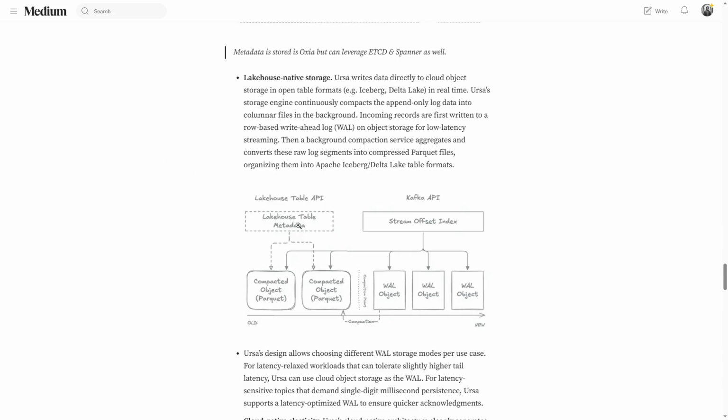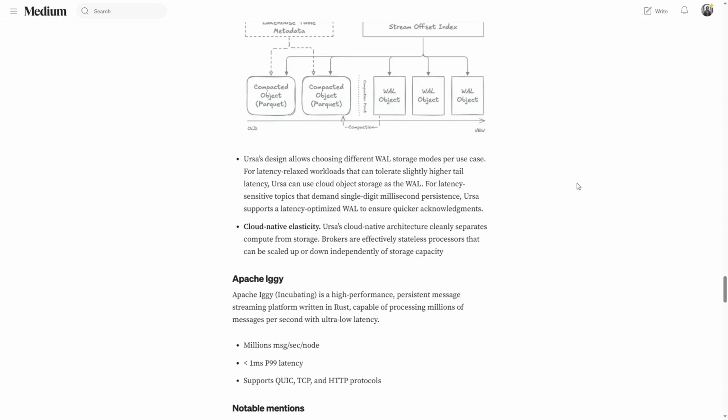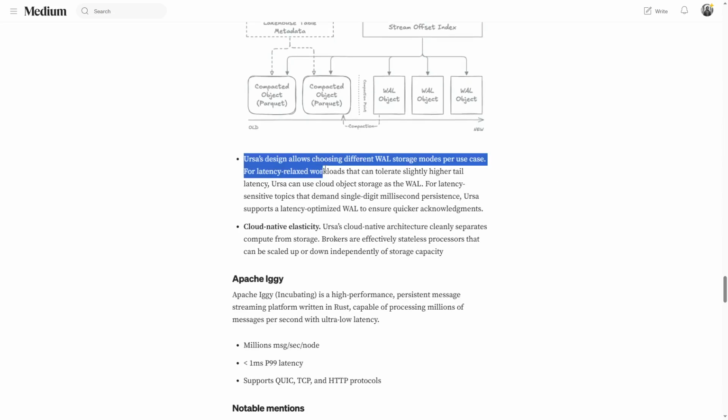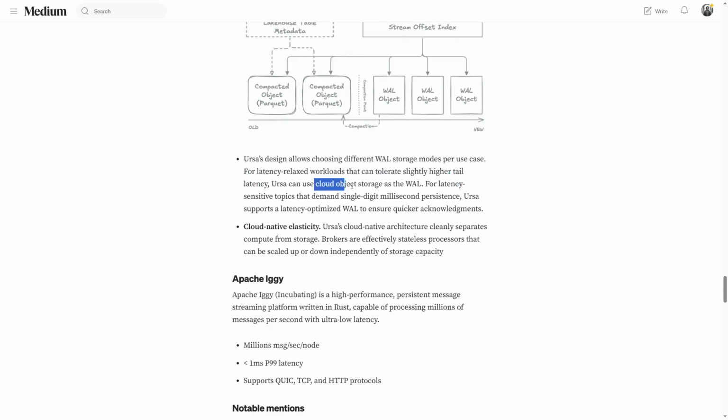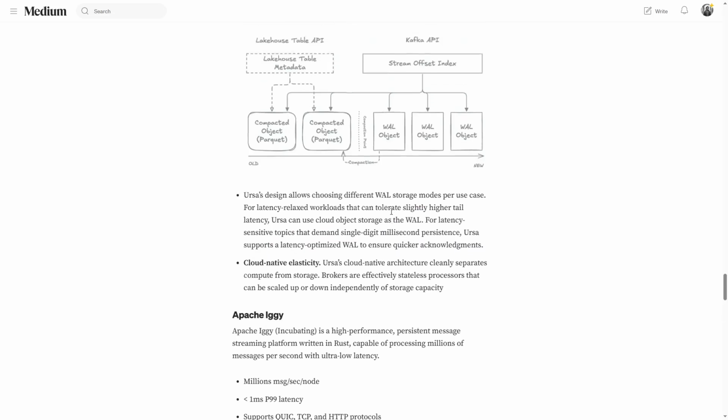If our querying is happening from the table API, which is lakehouse, it will only talk to these compacted tables. But in case we are looking at the Kafka API, it will check the stream offset in both object storage as well as the compacted table and then return the response. And as I was mentioning, there are two modes. Where latency is relaxed, we can use Ursa's object store. Or for latency sensitive applications, we can use the latency optimized WAL, which gives faster acknowledgement based on BookKeeper.